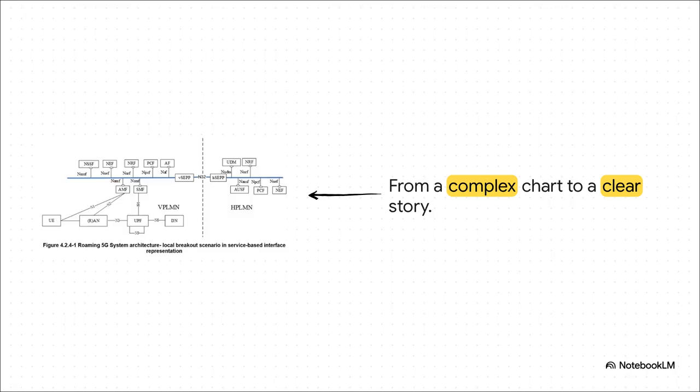And look at that, we're right back where we started. But this time, it shouldn't look so crazy, right? It's not just some complex chart anymore. Now you can actually see the story. You see the data highway down at the bottom, the control tower of microservices up top, and that secure SEPP border right in the middle.